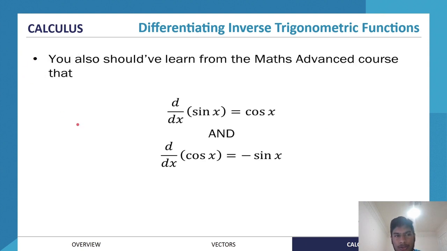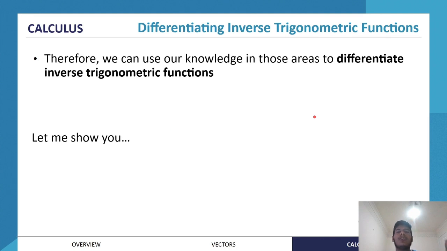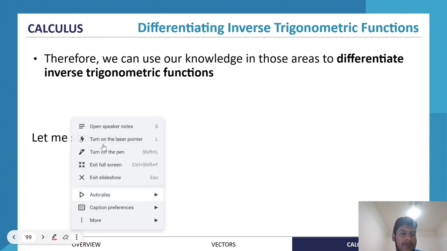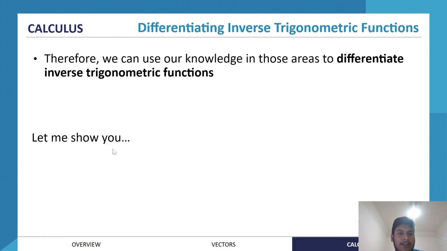So from Maths Advanced, you should have also learned that d/dx of sin x is cos x, and d/dx of cos x equals negative sin x, and we'll be using those properties in just a second. Because we know how to deal with those things, and we have that specific syllabus stop point, we can use that to differentiate inverse trig functions.